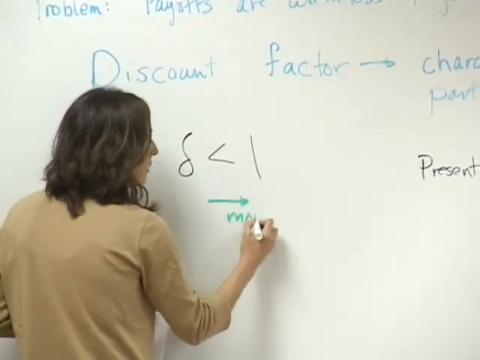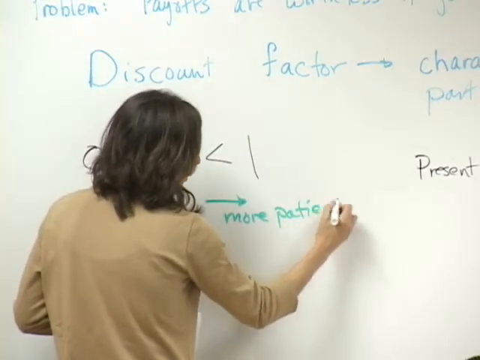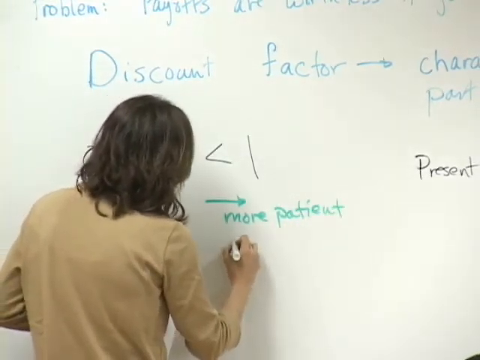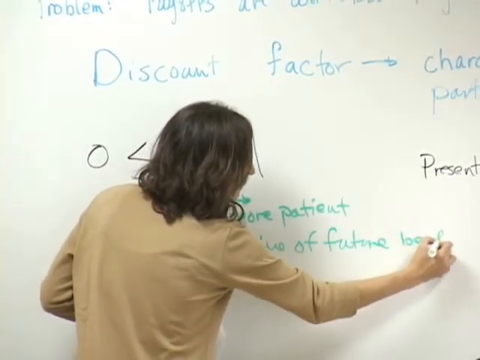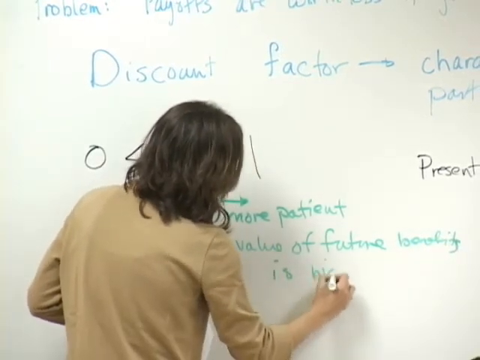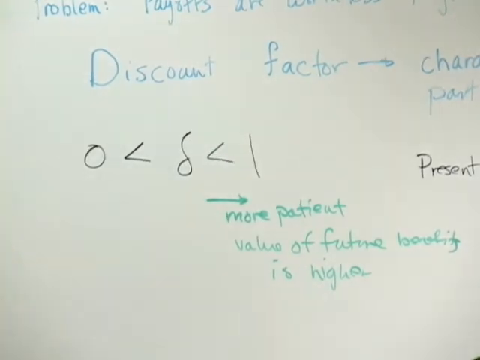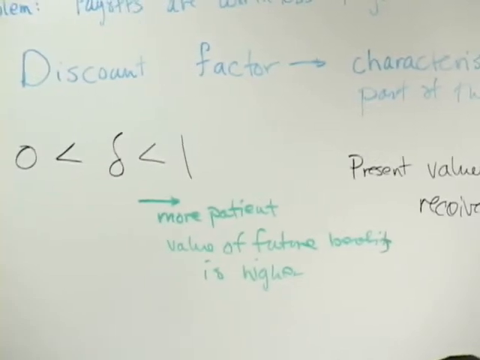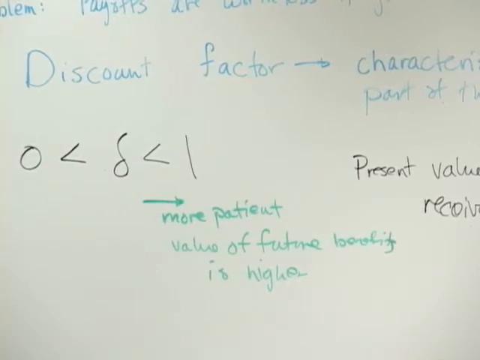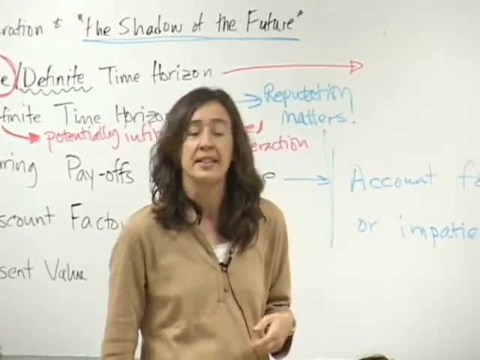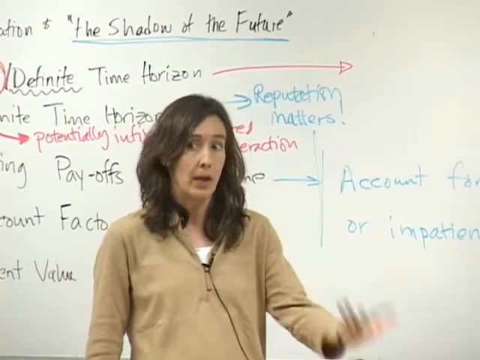As it goes toward 1, the person is more patient. Okay? The value of future benefits is higher. Delta is 0.8. That's saying, what is the promise of getting $1 in a year worth to me? Well, it's worth 80 cents. So my discount factor increases up to 0.99. I'm becoming a more patient person. It's still $1 in a year that we're talking about, but now it's worth more to me. It's worth 99 cents, since it's keeping most of its value, even though I have to wait for it.